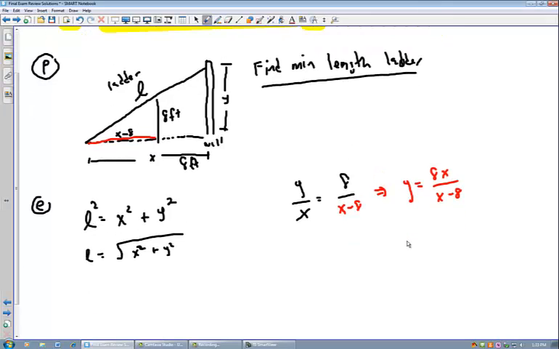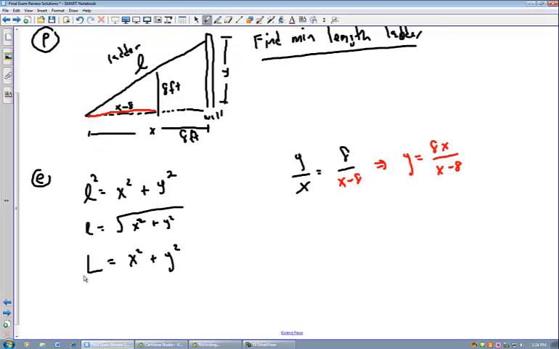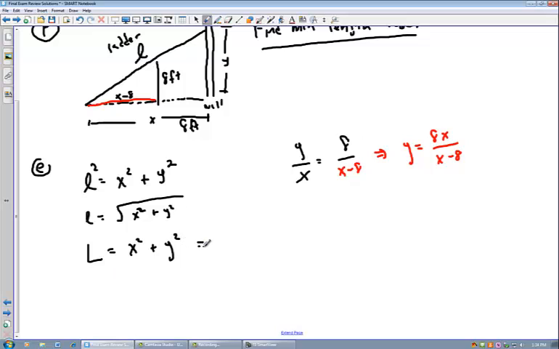And what I'm going to do is be kind of tricky here. I don't want to deal with this square root. The square root causes me pain. So if I want to minimize or maximize little l, I could just minimize or maximize capital L and then use that information to figure out what little l would be. Little l is equal to the square root of capital L, really. So I can just use this capital L and plug in for y. So this is x squared plus 8x divided by x minus 8 quantity squared, which is equal to x squared plus 64x squared divided by x minus 8 quantity cubed.